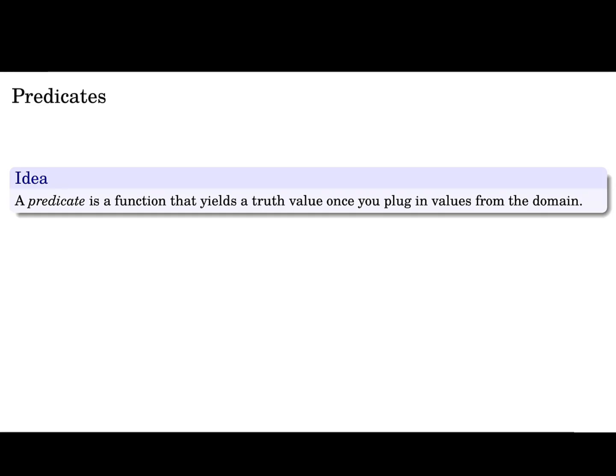In propositional logic, we worked with propositions, and a proposition was a statement that was either true or false. For example, we had something like 2 plus 2 is equal to 4, so this is true. And if we had a statement like 2 plus 2 is equal to 5, this was also a proposition, which was false, right?